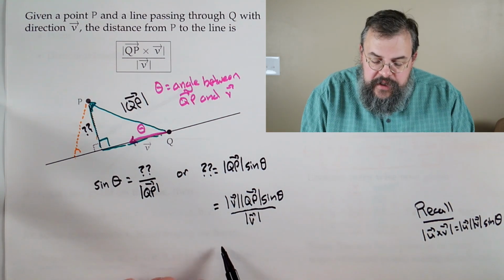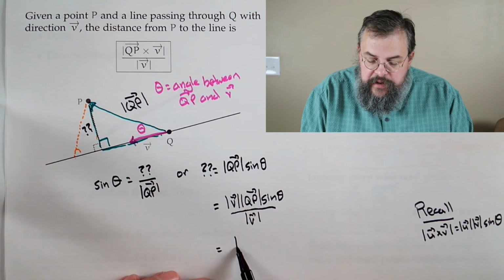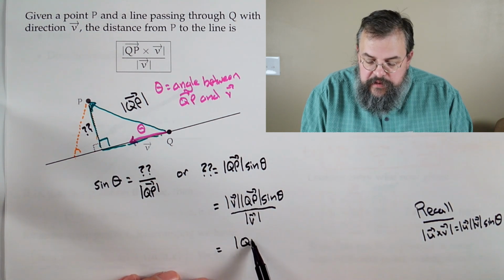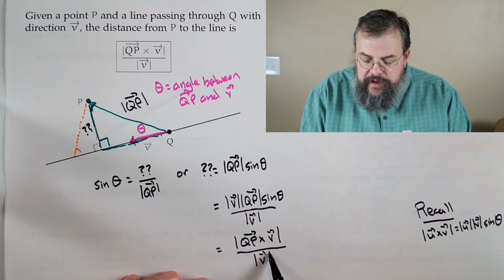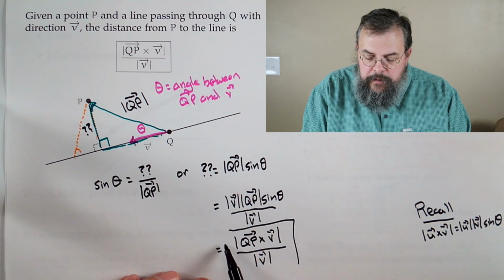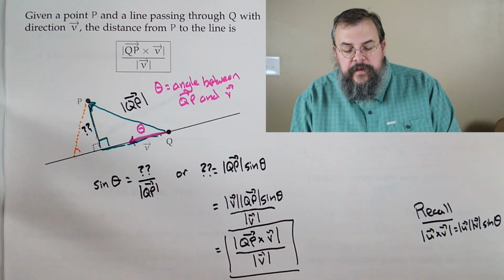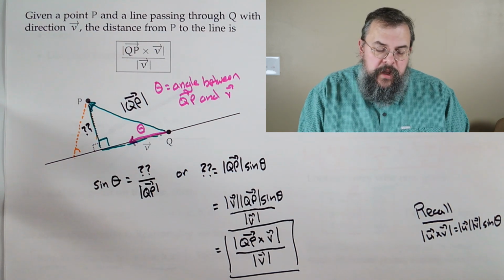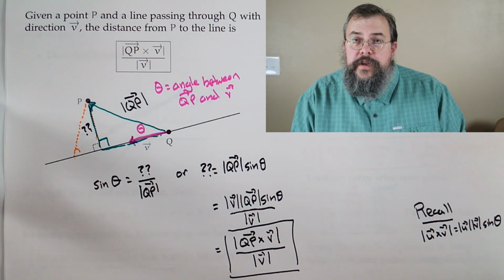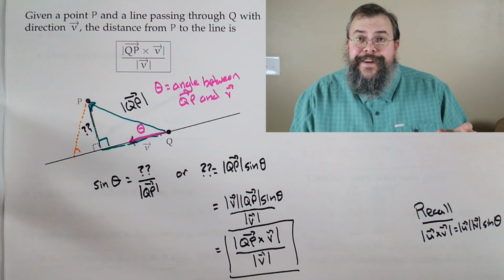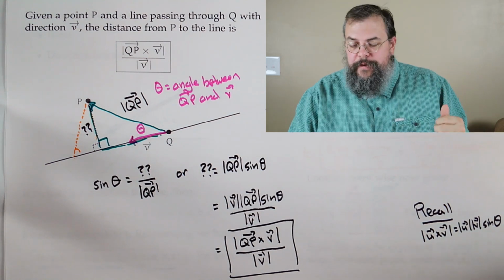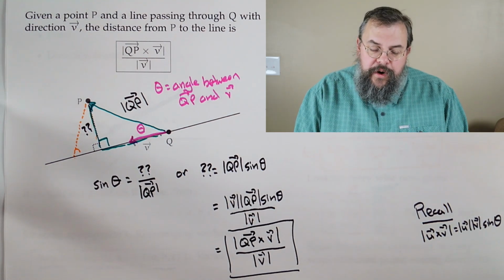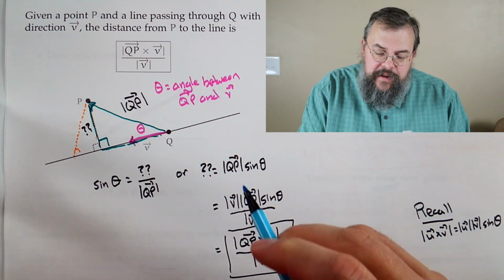So what we have upstairs, very clean. It translates into the magnitude of this cross product, qp cross v. And downstairs, the magnitude of v. And we're done. Good. Now, one thing you can do is you can check, is it reasonable? Well, how can we check at least something that says, okay, this at least makes sense and it's a reasonable thing to do? Well, suppose you looked at the following case.